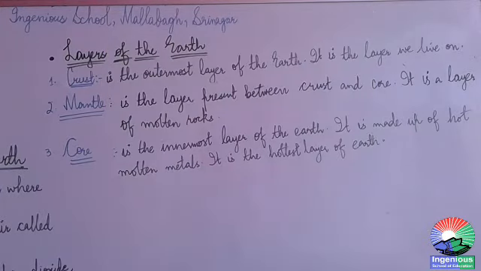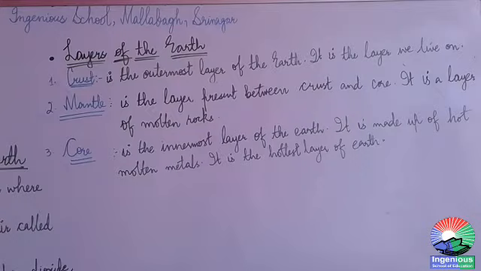So the 3 layers of the earth are crust, mantle and core. Crust is the outermost layer and it is the layer where we live. Mantle is the second layer present below the crust, and it is made up of molten rocks. And the third layer is core, the innermost and hottest layer, made up of molten metals.